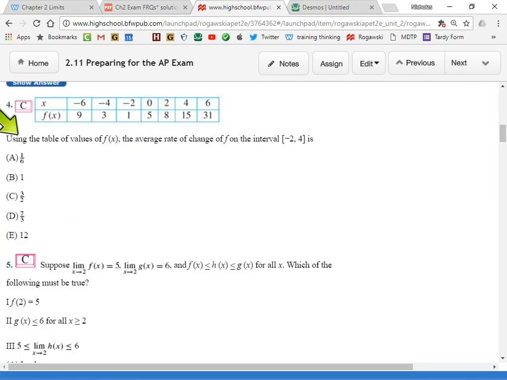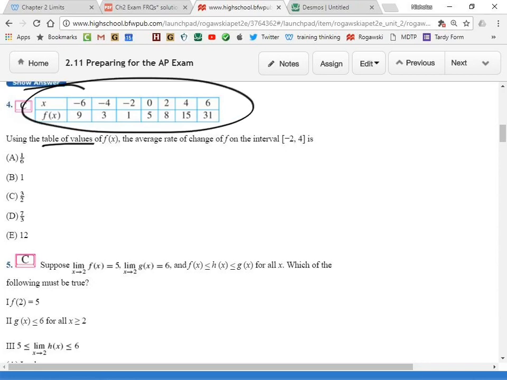All right, check out this next one. Using the table of values of f of x, the average rate of change of f on the interval blah blah blah is... okay, let's decode this really quick, because that's the biggest problem whenever we come to questions like this. What the heck is it saying? So first thing we have to acknowledge is it says table of values, because that's pretty mathy right there. That's pretty obvious. So it's referring to this table right here.